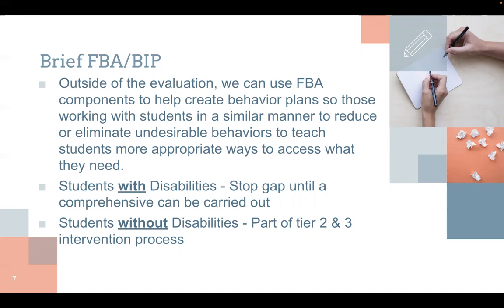So here's a summary of the brief FBA BIP. The key is, for students with disabilities, you can use it as a stopgap until a comprehensive can be carried out or revised. And for students without disabilities, it's key as part of their tier 2 and 3 intervention process. When we're moving students forward with an evaluation and the behavior is of prime concern, there has to be a clear path of interventions that are designed thoughtfully and carried out thoughtfully. And the only way to do that is through some sort of FBA and BIP process.